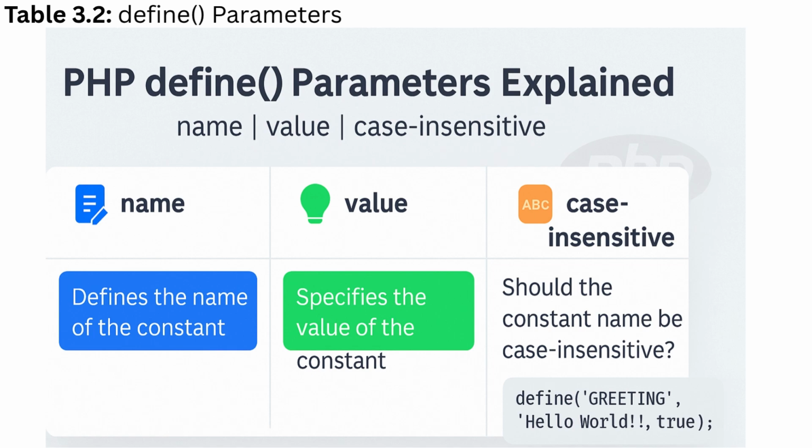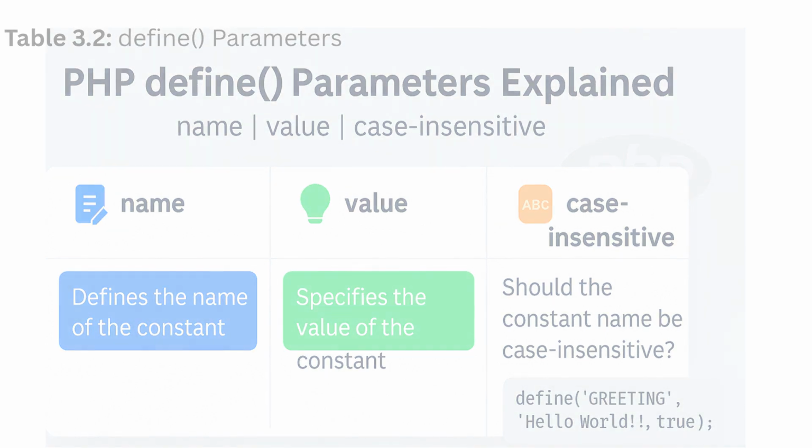To summarize this section, the name defines what your constant will be called. The value defines what information the constant will hold. And the case-insensitive parameter decides whether you can access the constant in different cases. Each of these parameters together makes the define function powerful, flexible, and easy to use when you need fixed, unchangeable values in your PHP scripts.